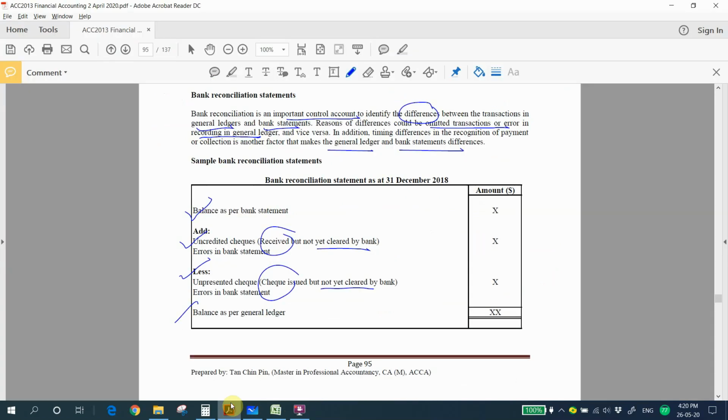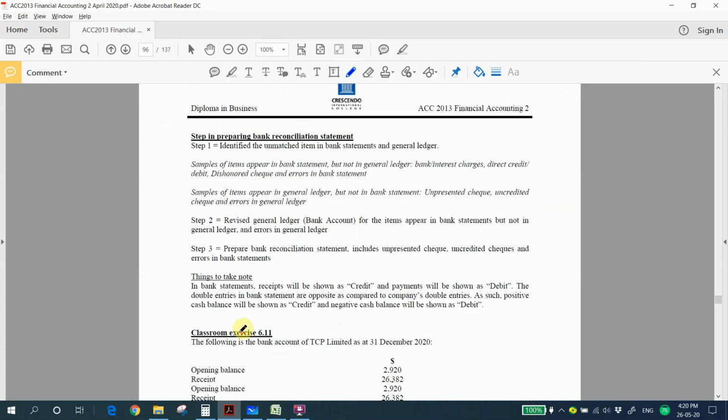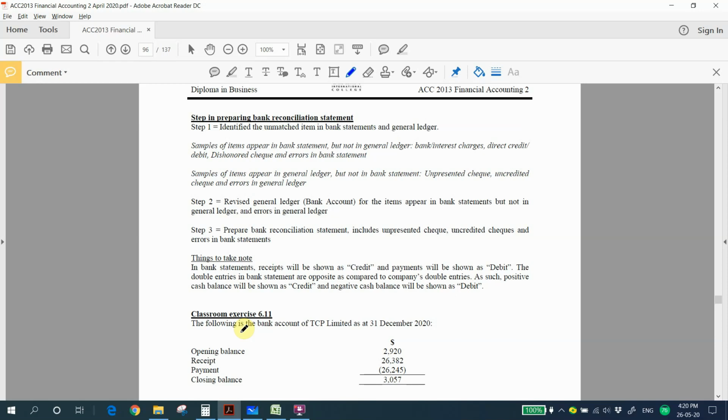So let's have a look at the steps in preparing the bank reconciliation statement. The first step, you have to identify the unmatched items in your bank statement and your general ledger. Samples of items that appear in the bank statement but not in the ledger are bank interest, direct credit or debit, dishonored check and error in the bank statement. Samples of items that appear in your general ledger but not in your bank statement are unpresented check, uncredited check and errors in your general ledger.